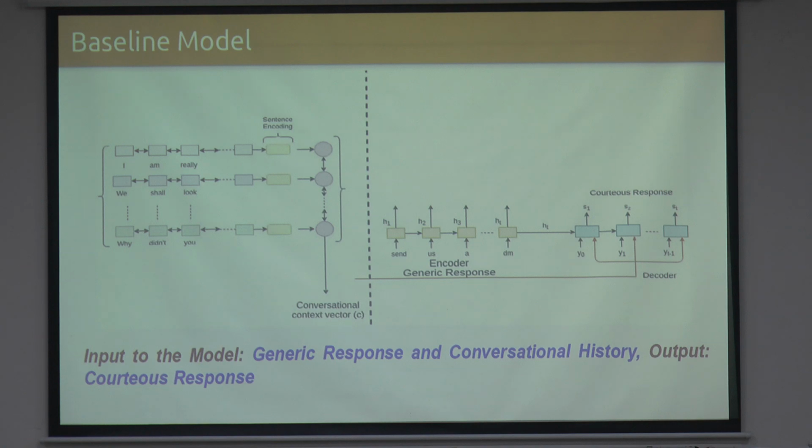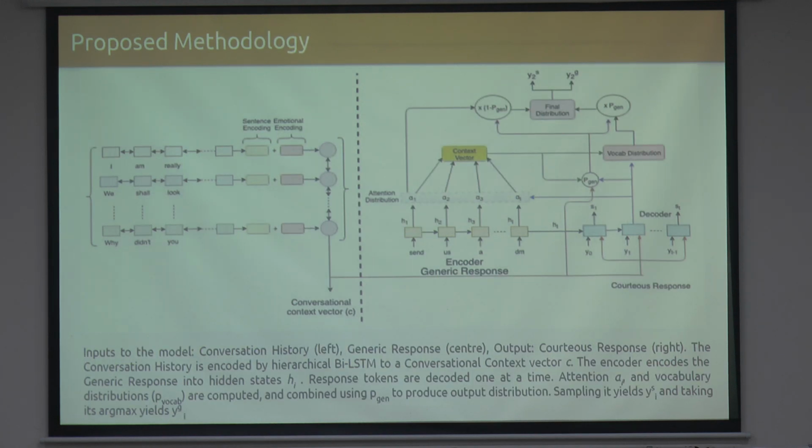In the decoder side, we have two inputs. One is the generic response and the conversational context vector, and we have also used the emotional embedding, predicted by deep emoji. We have introduced it. If you look at the right side of this particular figure, our architecture has the conversational context vector, the generic response, and we have introduced the pointer network with the help of a reinforcement learning reward function.